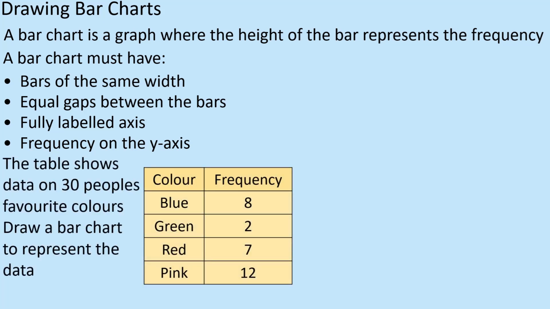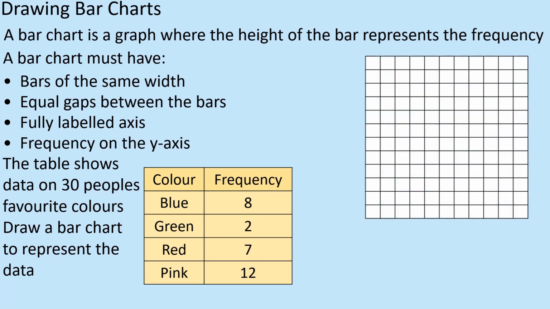Right, so let's look at an example and let's tick our boxes for the criteria. So we've got a table which shows data of 30 people's favourite colours, and it's asked us to draw a bar chart to represent that data. Looking at this, we've got colour: blue, green, red and pink, and then frequency, which is the number of people who like the colour: 8, 2, 7 and 12. So we need a bar chart. Let's get a bit of graph paper and let's do it.